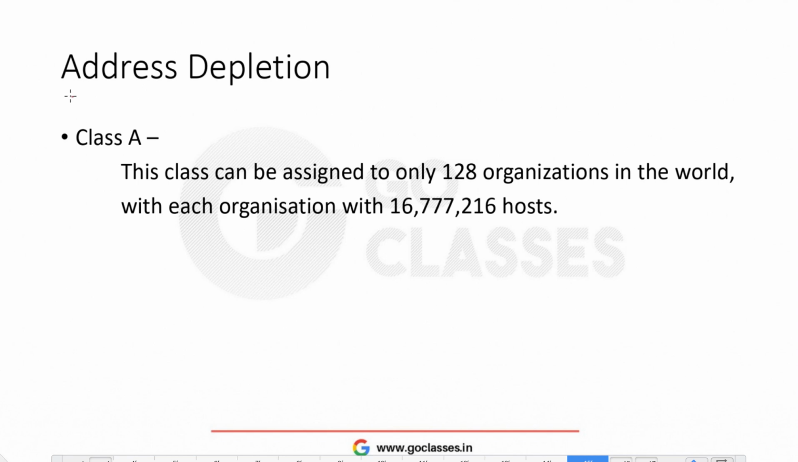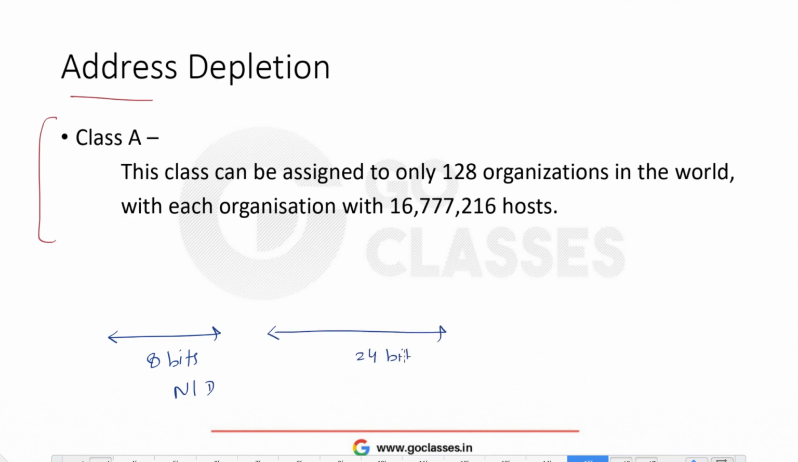Now there is one more serious issue about these classes, which is called address depreciation. If I take the example of class A, you have 8 bits for the network ID and 24 bits for the host ID, which means only 128 organizations are possible, and within one organization you have 2 power 24 hosts, which is too large a number and not practical. Most of the addresses in class A are getting wasted.